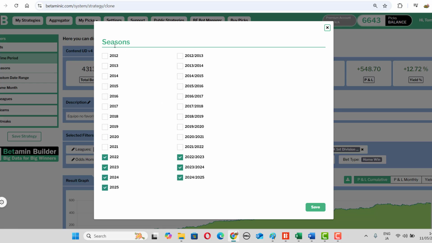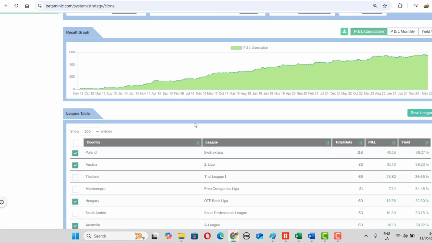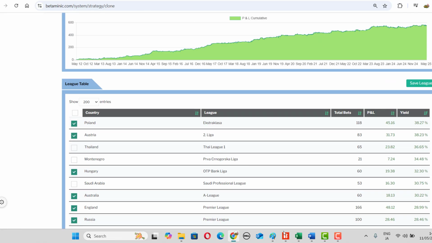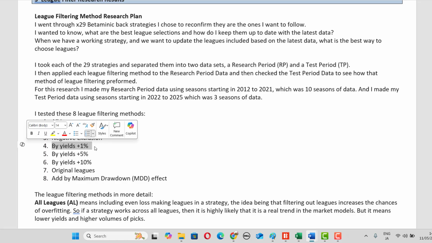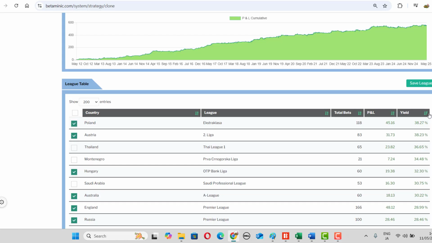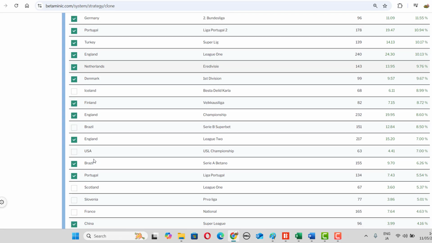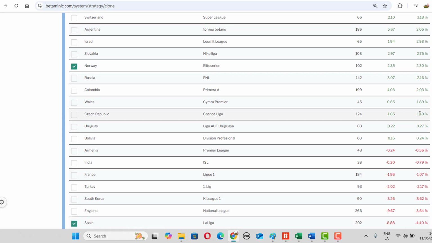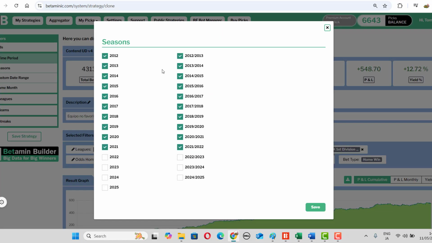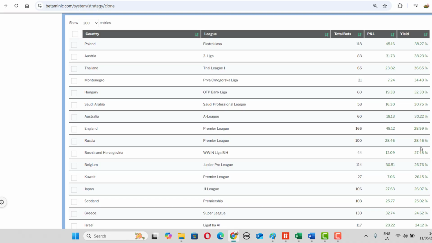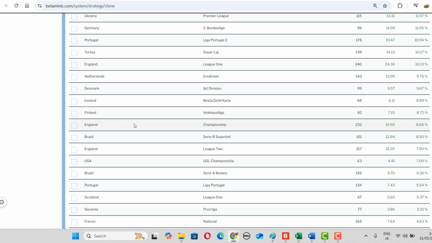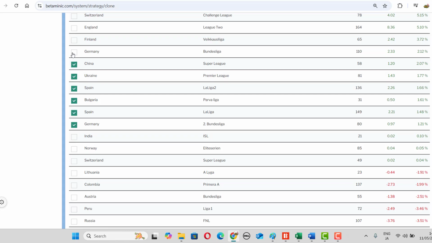I would select only these 10 seasons of data, and then just using that data, I would then, for example, with the yields of 1% or more method, rank by yield, and then I would only include strategies with 1% or higher yields in them. So for example, I'm just using 10 seasons of data, and I'm imagining this is the only data I have. I then rank the strategies by yield and only include the leagues with 1% or more.